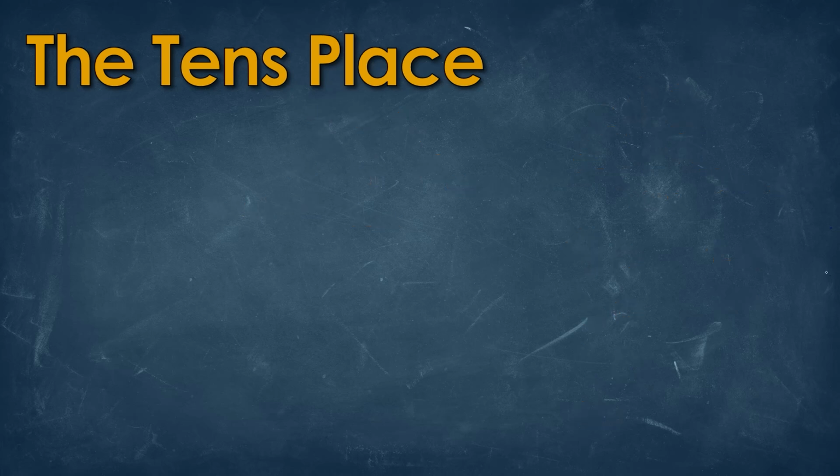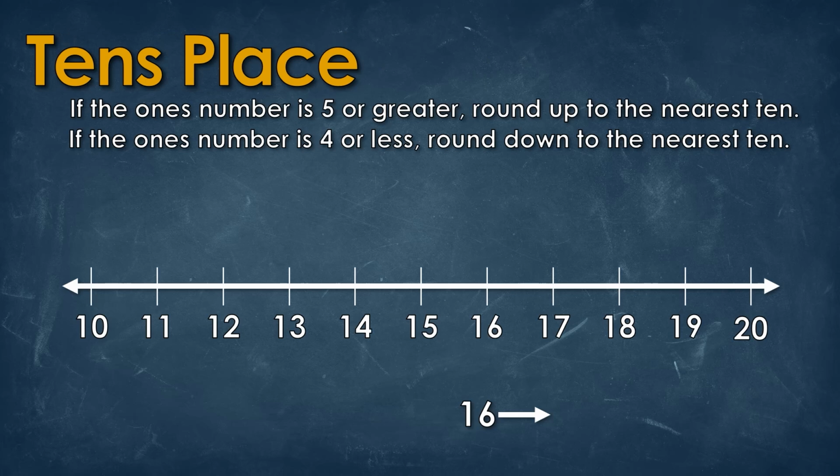Let's take a look at, say, this example. We will do the number 16. So you can see I have a number line present where we go from 10 all the way to 20. And what we're trying to figure out is, is this value 16 closer to 20 or is it closer to 10?